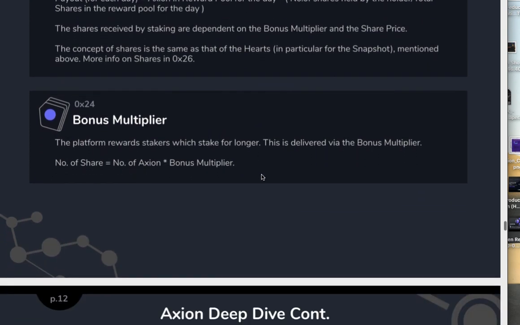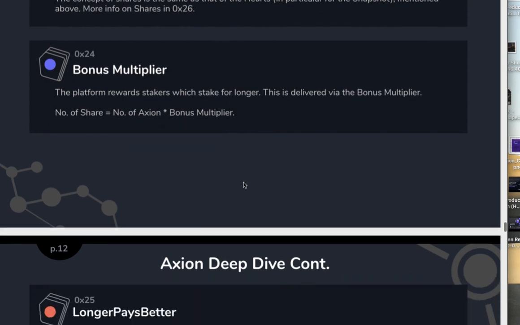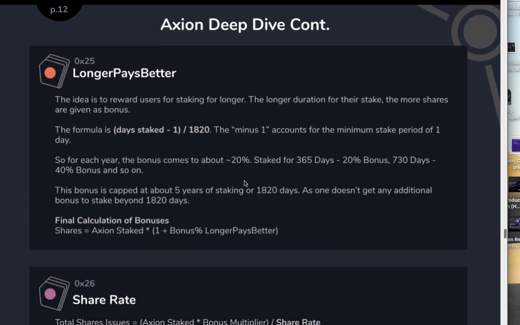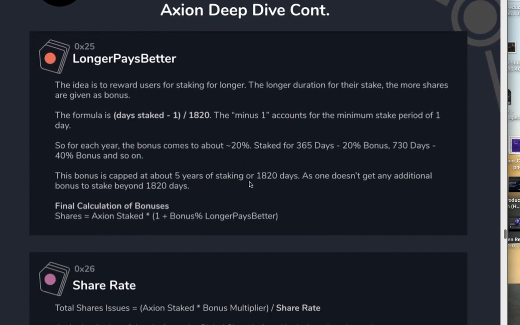Bonus multiplier. The platform rewards stakers which stake for longer. This is delivered by the bonus multiplier. Okay, so number of shares equals the number of Axion times bonus multiplier. So you want that definitely. Longer pays better. This is a basic principle of certificate of deposit design for gamification and high rewards. The idea is to reward users for staking longer. The longer duration for their stake, the more shares are given as bonus.